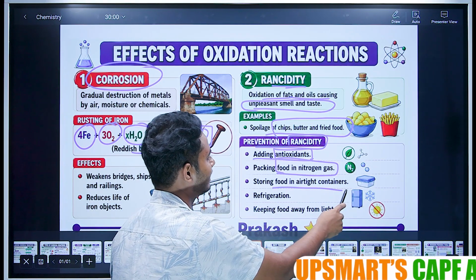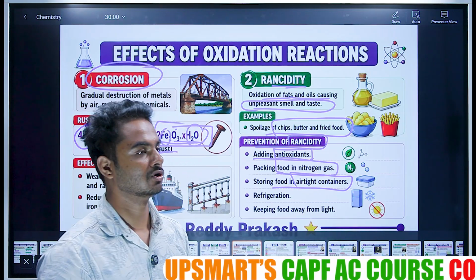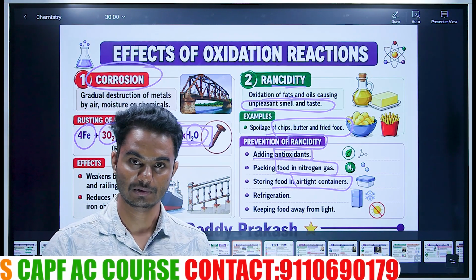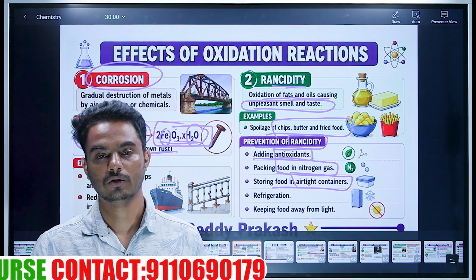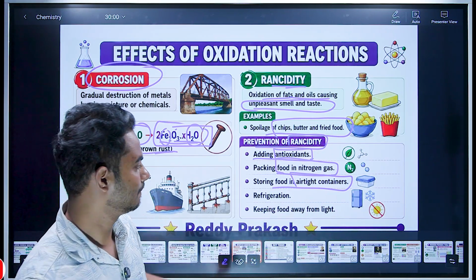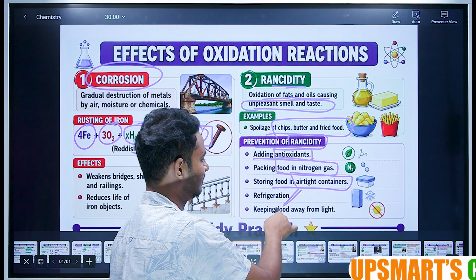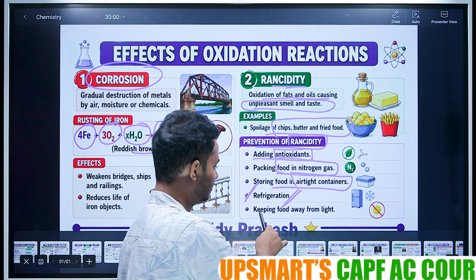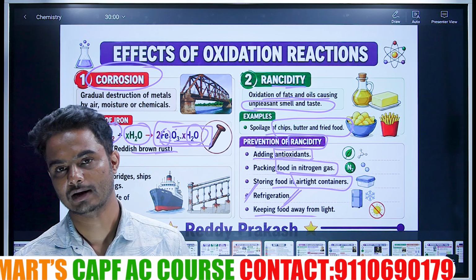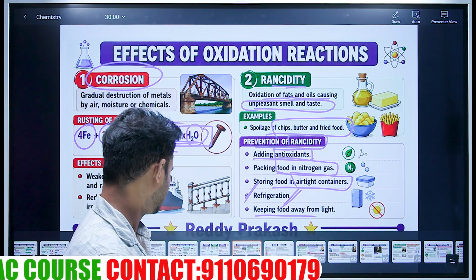Storing food in airtight containers. So what happens? The air doesn't come inside. When the air doesn't come inside, oxygen doesn't enter. Oxygen doesn't enter means oxidation can be limited. Fine, easy. Similarly, refrigeration. Next is keeping food away from light. So all this will reduce rancidity.